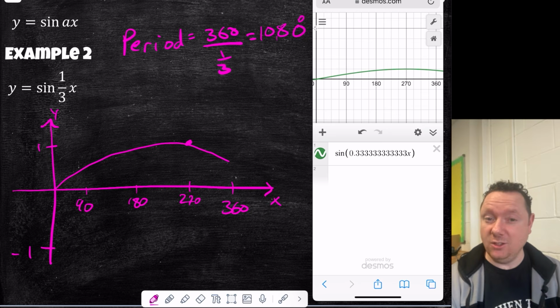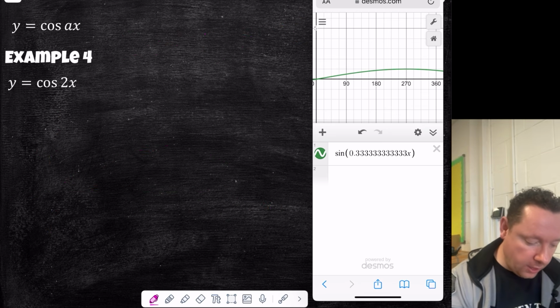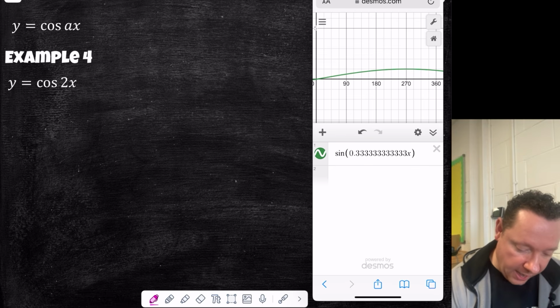Chances are you're never going to get asked to do something like that. Let's look at, skipping ahead, some cos graphs, so we're not doing this all day.